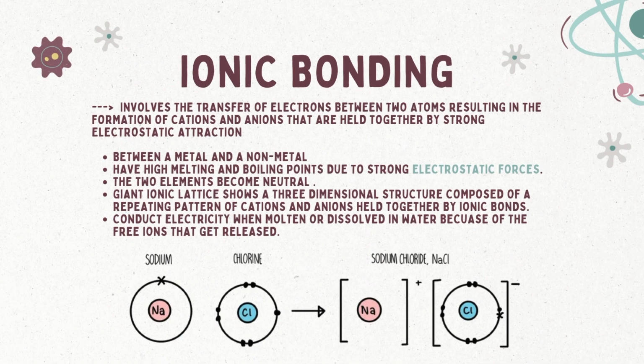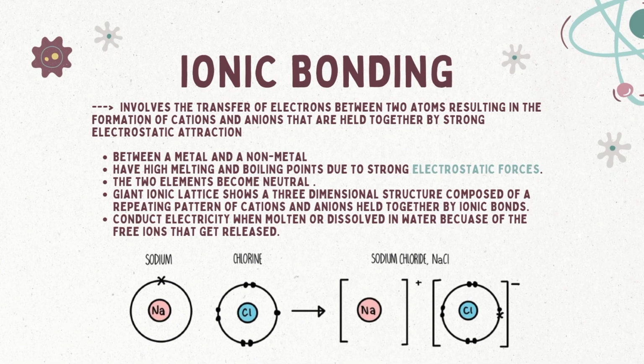Ionic bonding involves the transfer of electrons between two atoms, resulting in the formation of cations and anions that are held together by strong electrostatic attraction. It occurs between a metal and a non-metal, with high melting and boiling points due to the strong electrostatic force, and the two elements become neutral. A giant ionic lattice shows a three-dimensional structure composed of a repeating pattern of cations and anions held together by ionic bonds. They conduct electricity when molten or dissolved in water because of the free ions that get released.